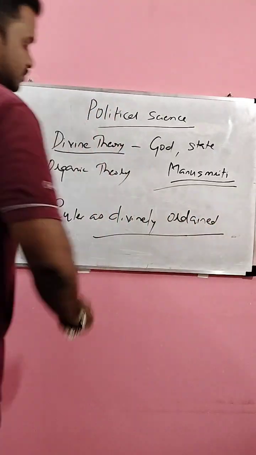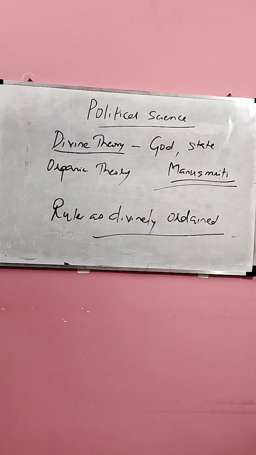Divinely ordained means he was sent by God to rule on earth. So when you see the king, you are actually seeing the God. Okay. So Manu's philosophy is related to the divine theory. Divine theory also existed in the West.